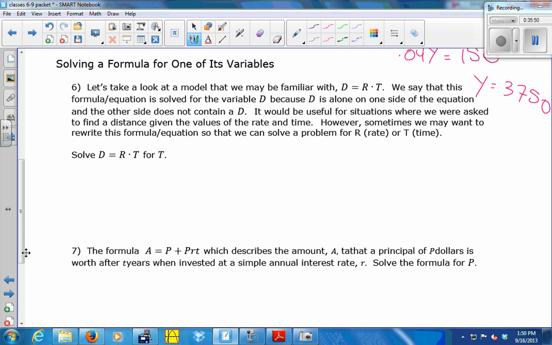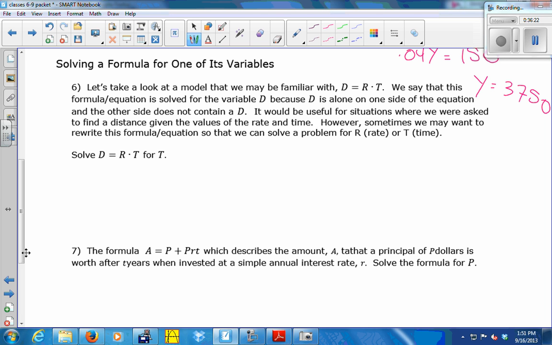So for example, you might be familiar with this model, distance equals rate times time. Right? So we say that this formula or equation is solved for the variable d because d is alone on one side, and the other side does not contain a d. It would be useful for some situations if you're asked to find a distance and you're given the values of the rate and time, but sometimes we might want to rewrite this so that we can solve a problem for rate or for time.